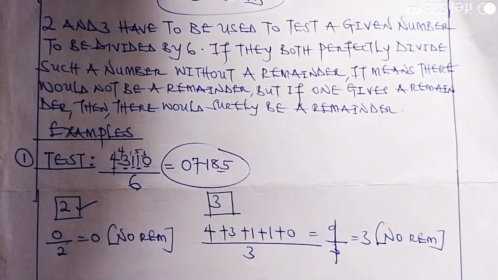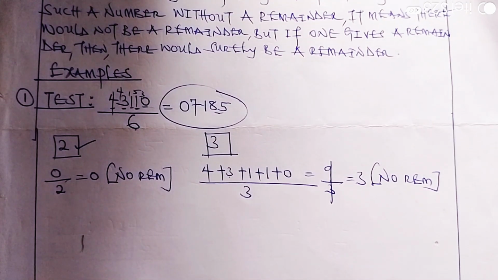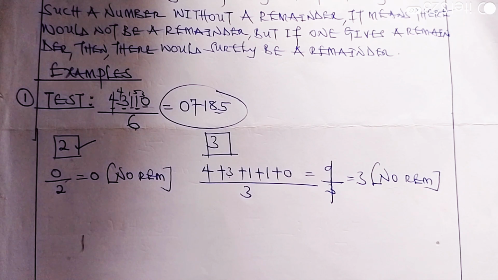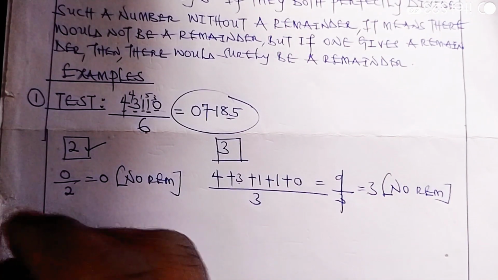As easy as ABC. So it's very easy for you to know if 6 will divide a number without a remainder or not. You don't even need to ask a friend or a classmate while you're working on simplification of fractions. All you have to do is use 2 to check the last digit. If 2 passes the test and 3 also passes the test, it means there won't be a remainder when 6 divides such a number. But if one of them gives us a remainder, it means there will surely be a remainder. So let's look at another example.